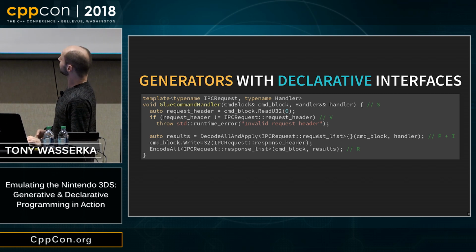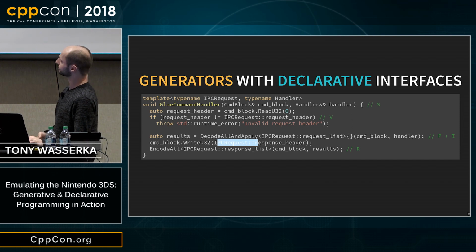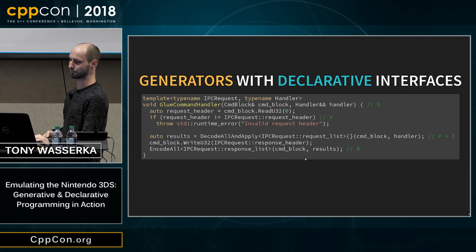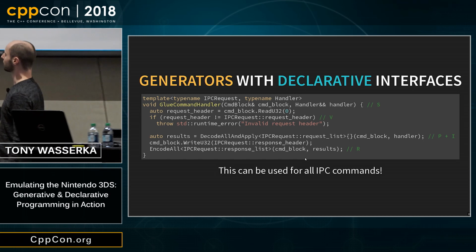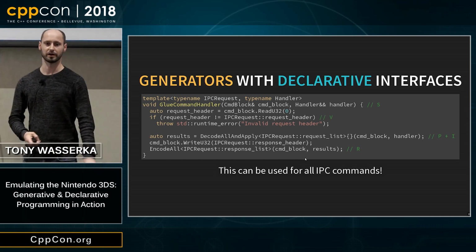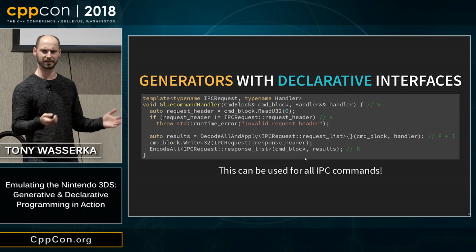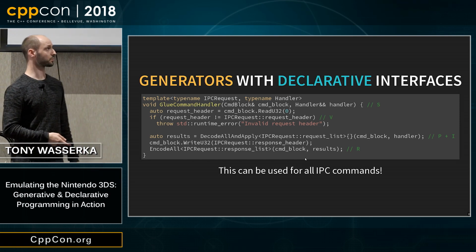So it just takes the request list from the declarative interface and the command handler. Right, and after that it just writes back the response header and encodes the response into the command block. So that's really all there is. The point is, this can be used for all IPC commands. It's just a single template that we only write once. It's not even that complicated in the end, and it just works.